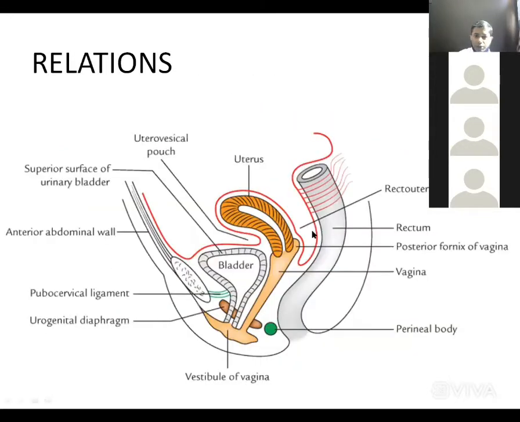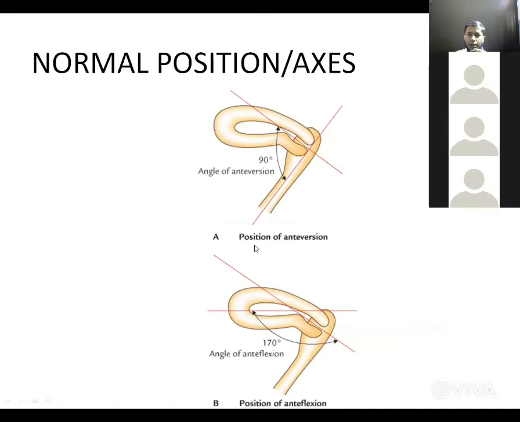Now coming to the normal position of the uterus in a normal female. This uterus is obliquely placed. You can see here, this is the uterus and this is the vagina. This is the body of the uterus and this is the cervix of the uterus.